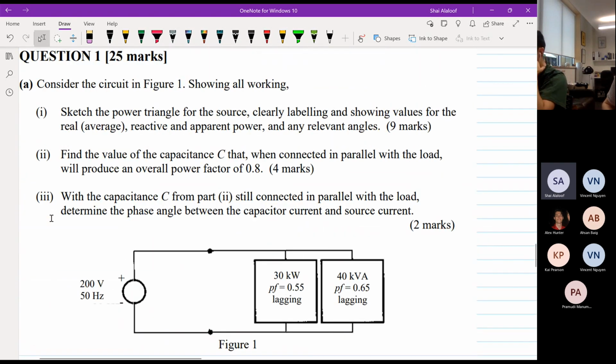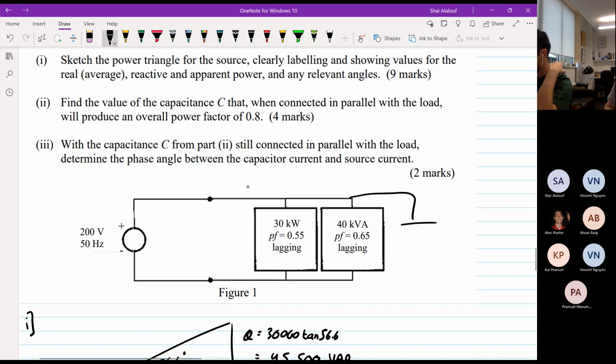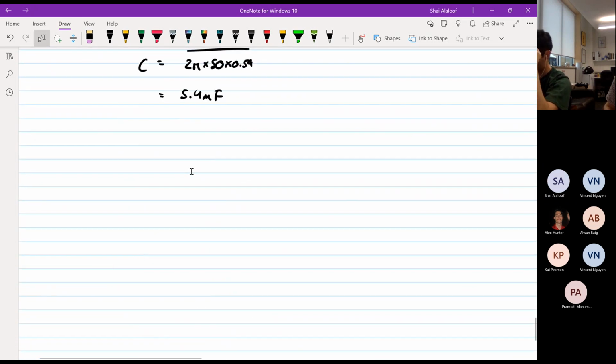That's all. So question 3, this question was a bit weird. It took me a little bit of time to figure out what it was saying. With the capacitor C from part 2 still connected in parallel with the load, like that, determine the phase angle between the capacitor current, so this current, and the source current, which is this.